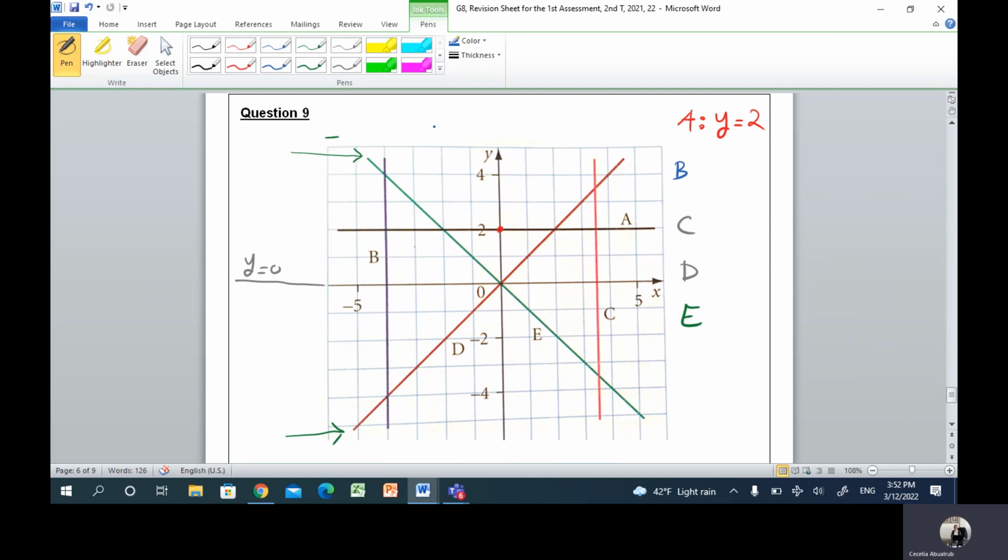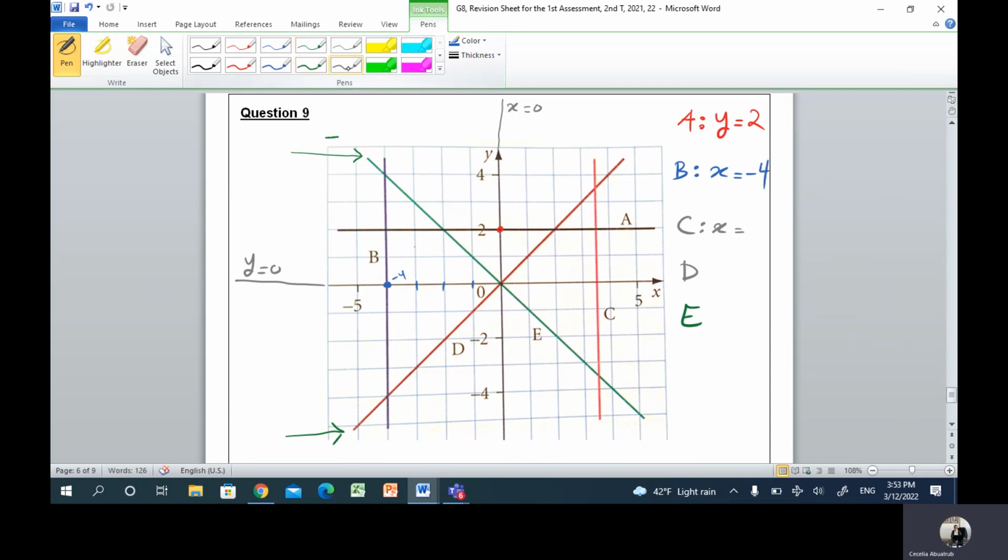B is parallel to the y-axis. Remember that the equation of the y-axis is x is equal to 0. So any line that's parallel to the y-axis will start with x is equal to. C is parallel as well to the y-axis, so the equation will start x is equal to. Then B is passing through which point on the x-axis? If this is -5, -1, -2, -3, then this one is -4.